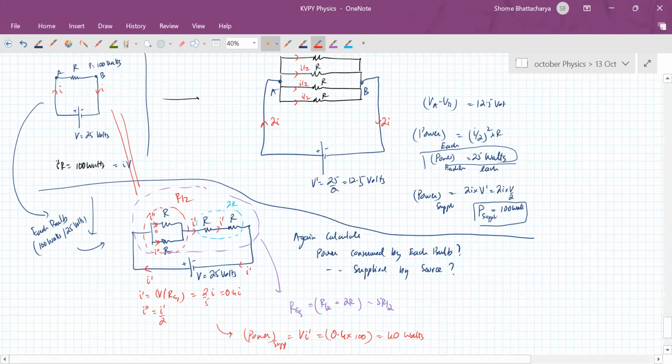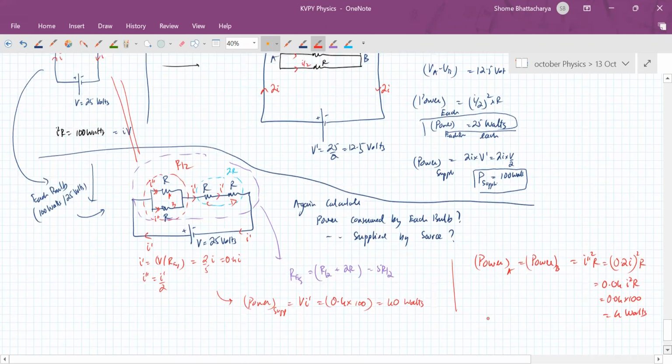Now let's call these resistors A, B, C, and D. So you can see that the power consumed by A is equal to the power consumed by B. That is equal to I double prime square times R. So I double prime is half of I prime, so it is 0.2 I whole square times R. So it is 0.04 times I square R, so it's going to be 0.04 into 100. So each of these is consuming only 4 watts.